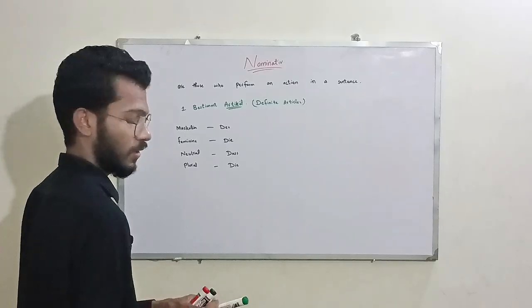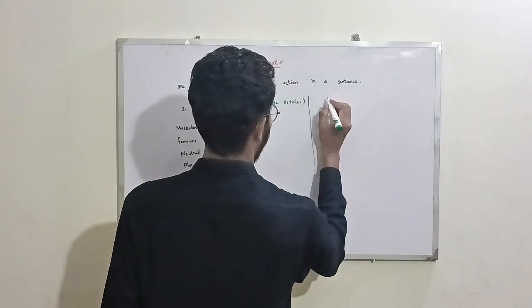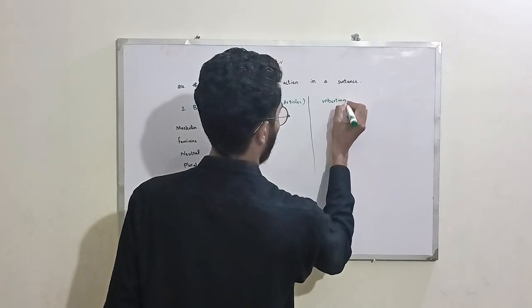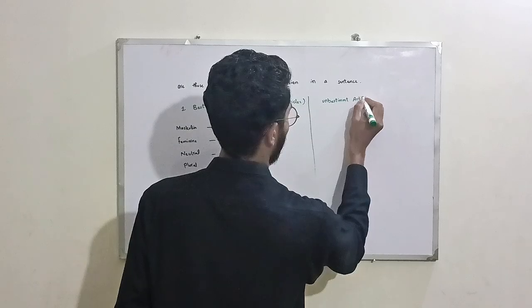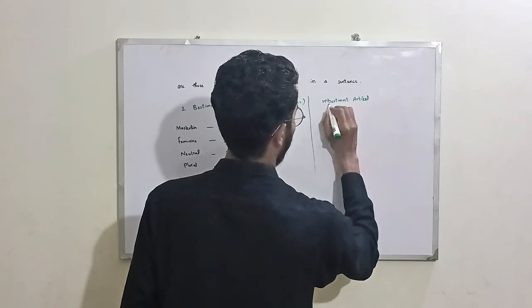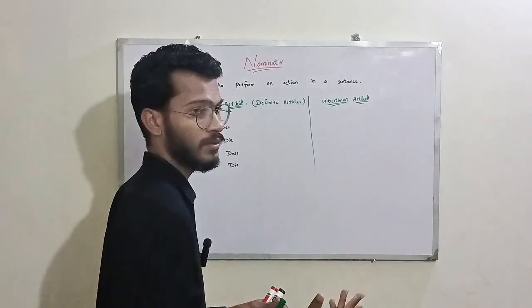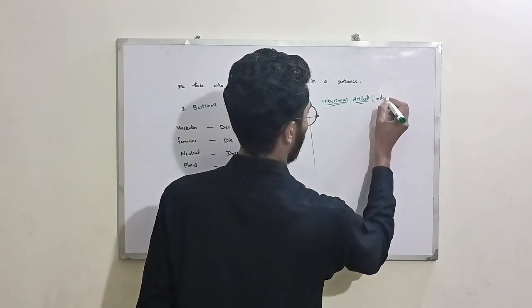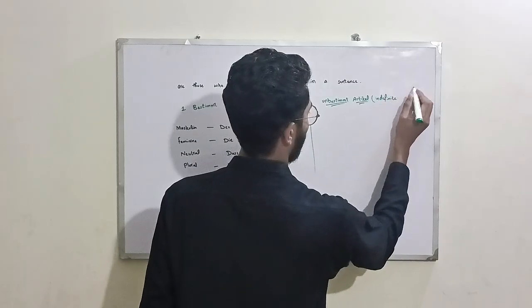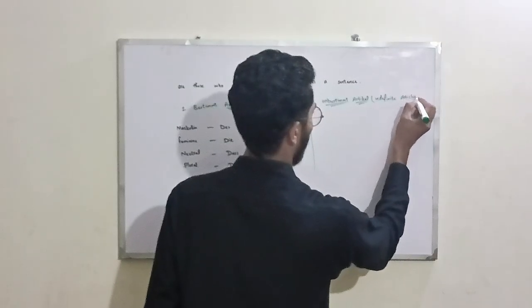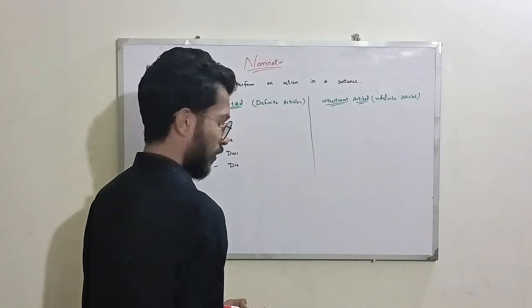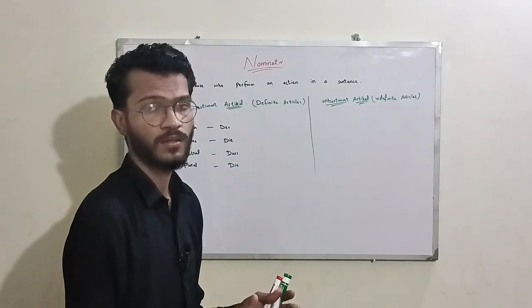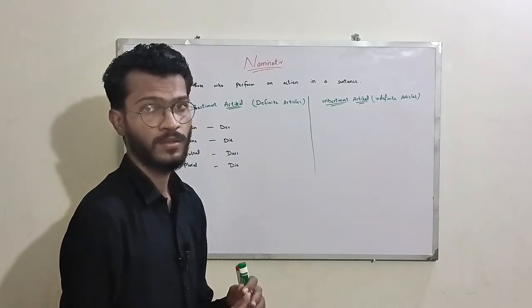Unbestimmt articles are indefinite articles. In English, for indefinite articles we use a and an.